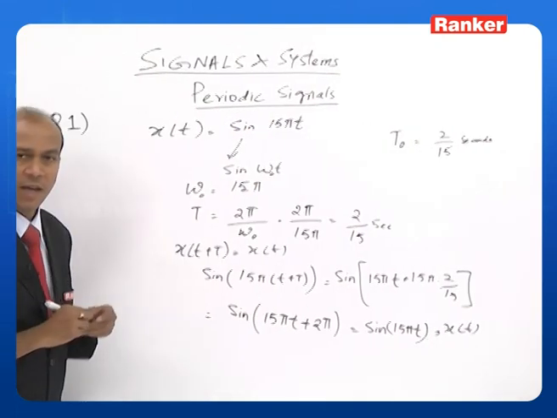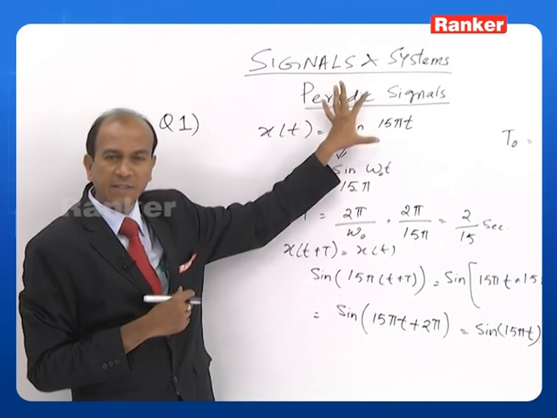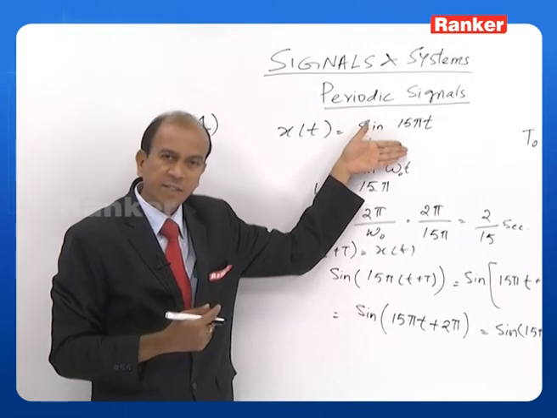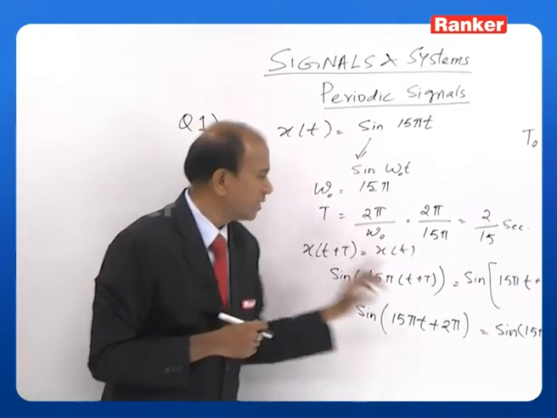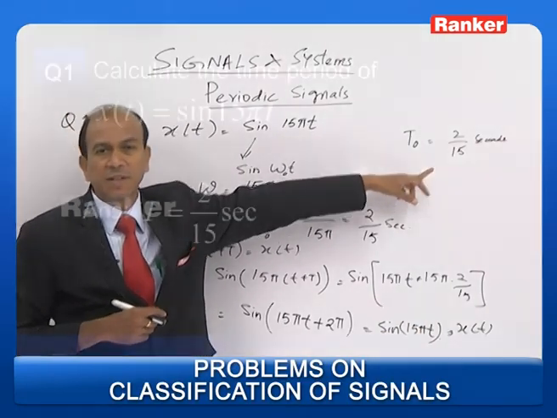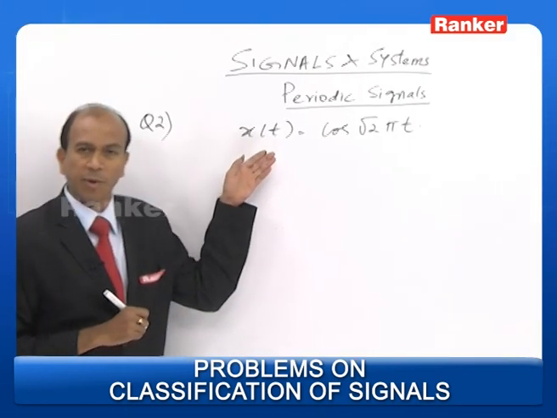So, this is the formula. So, what is the flow which we have done? We have taken a given signal, then we have found out what is the condition for the periodicity, then from that we have taken x of t plus T, then in fact we have proved that this is equal to this, and then we also calculated what is the time period, which is nothing but 2 by 15 seconds. Now, let us see the second problem.